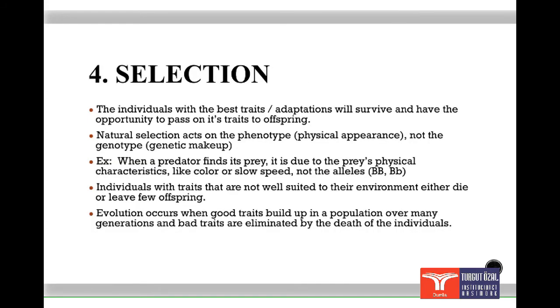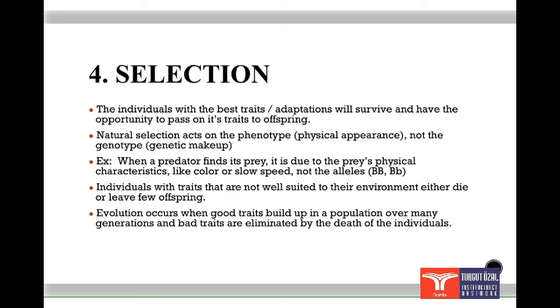What is selection? The individuals with the best trait or adaptations will survive and have the opportunity to pass on its trait to offspring. Natural selection acts on the phenotype, not the genotype. Example, when a predator finds its prey, it is due to the prey's physical characteristic, like color or slow speed, not the alleles. Individuals with traits that are not well suited to their environment either die or leave few offspring.